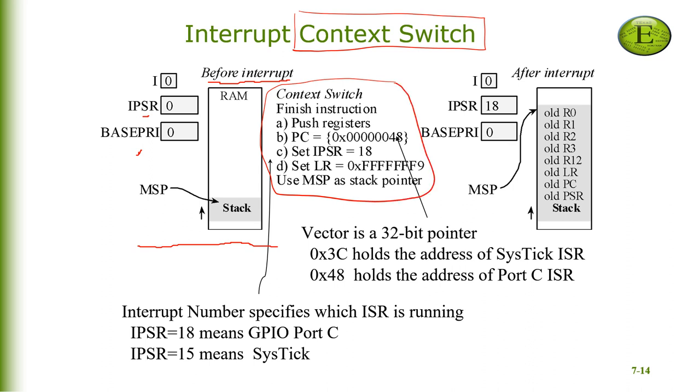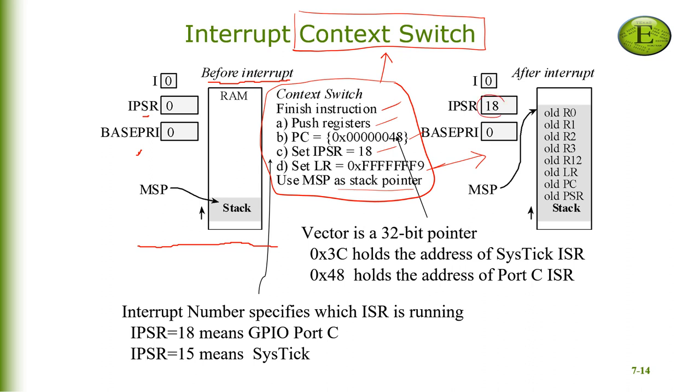That is, we are going to finish the current instruction, we're going to push the registers, and we're going to set the values of the program counter, the program status register, and the link register. So all of these steps constitute what we call the context switch. And MSP will be our stack pointer. Then, once that has been done, note how the values of the microprocessor registers change.